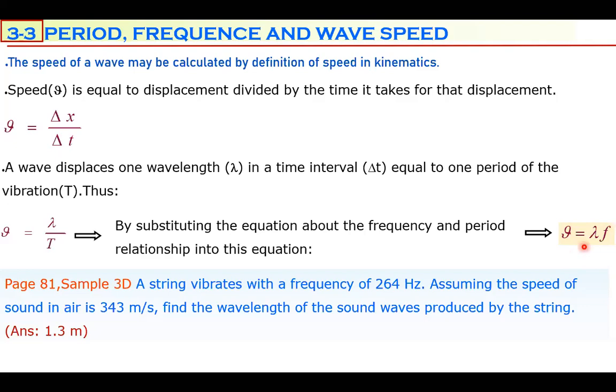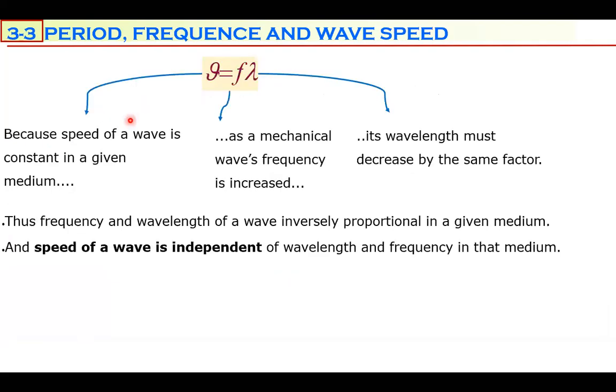If speed is constant, lambda and f can change inversely. If frequency increases, lambda decreases. If frequency decreases, lambda increases. What about speed? Always constant in a specific medium. If you don't change the medium, you cannot change speed of a wave. Then we say that because speed of a wave is constant in a given medium, v is constant. As a mechanical wave's frequency increases, wavelength must decrease by the same factor.